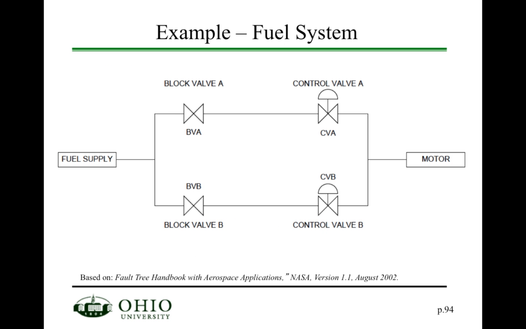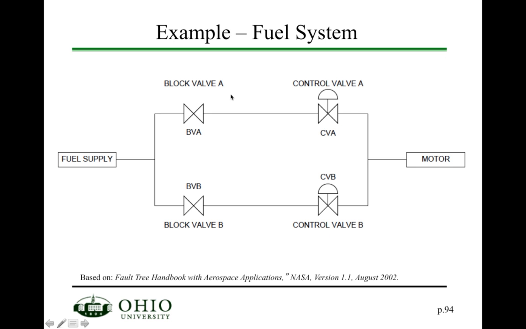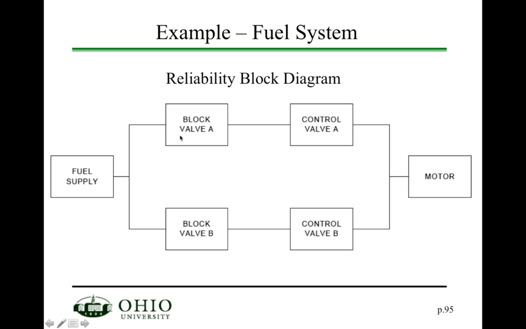Now another one that I gave here, which comes directly from the fault tree handbook from NASA, which is also available on Blackboard, is this fuel system here that I break down and turn into a kind of reliability block diagram. You see I'm taking all these components like the valve A and control valve B, and I'm turning them into blocks at each side.